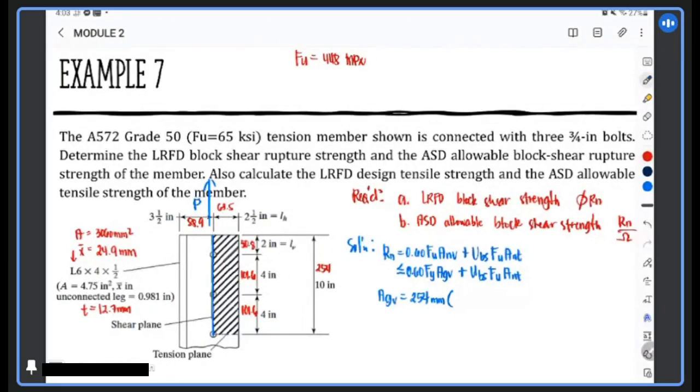Okay. So times 12.7 tayo. No? That 12.7 class is perpendicular to what you see. Kasi naka 2D lang tayo. 12.7 mm. So what's the answer for the gross area for shear? 254 by 12.7 is 3,225.8.